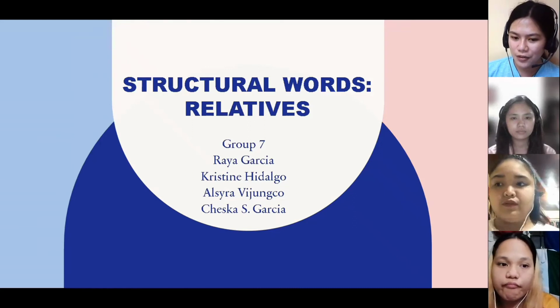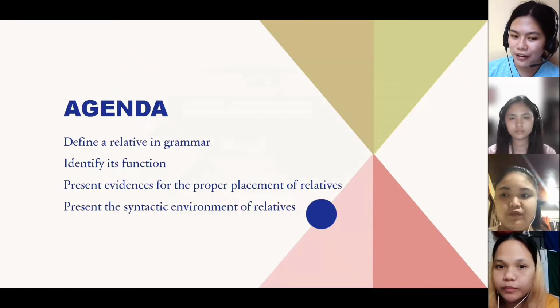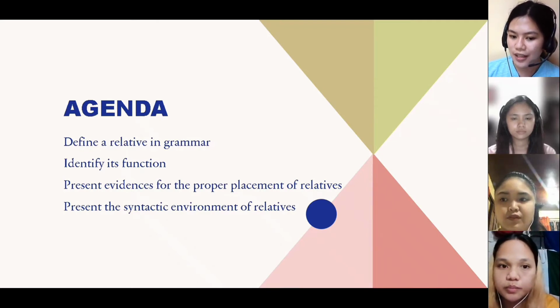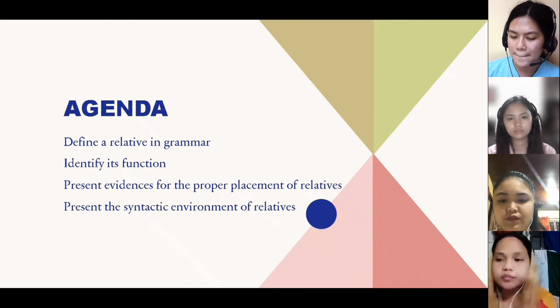Good evening, everyone. So we're from Group 7 and we're going to discuss relatives. Now we have here our agenda wherein we were going to give the definition, the function, the evidences, and lastly the solutions. Now let's go to the definition.